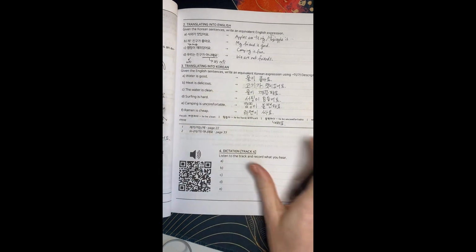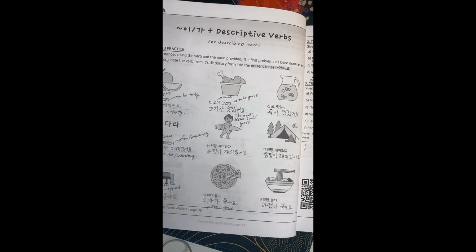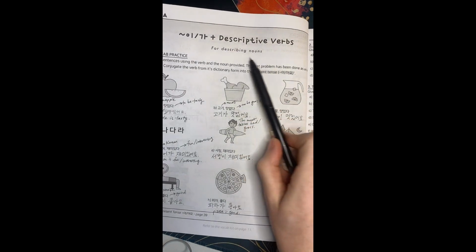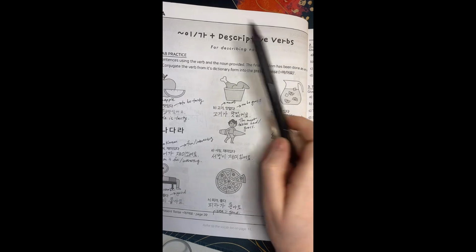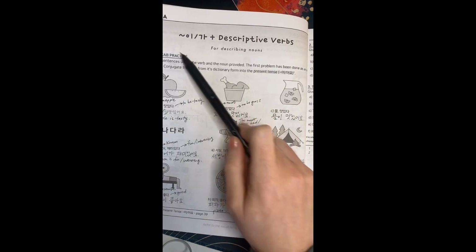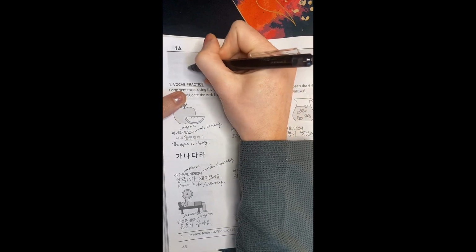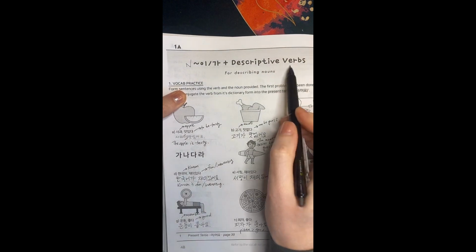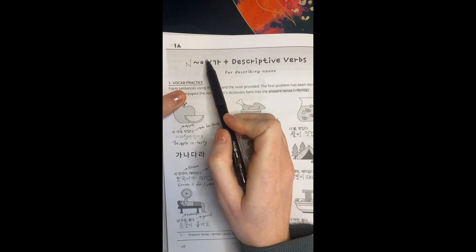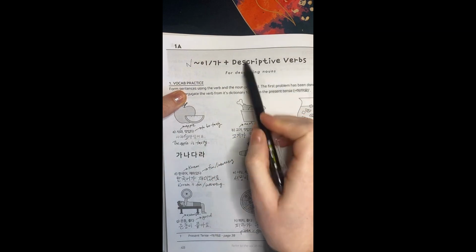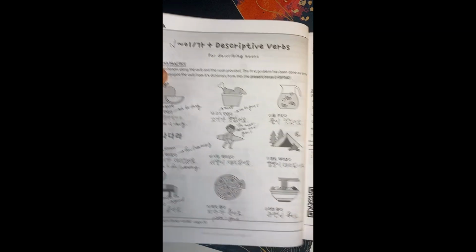Anyway, so we've practiced some descriptive verbs. And when you're using a descriptive verb, remember, you define what is being described by using the 이/가 subject particle on the noun. So the sentence structure is noun plus 이 or 가, and then the descriptive verb. Okay.